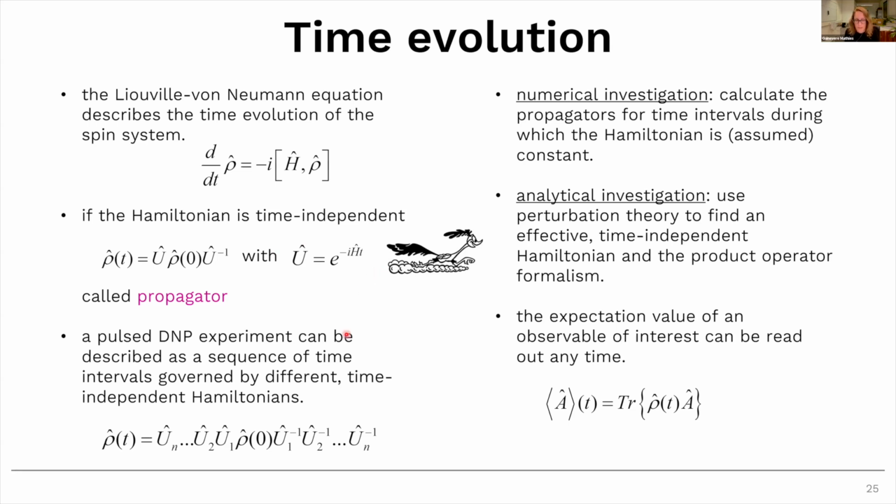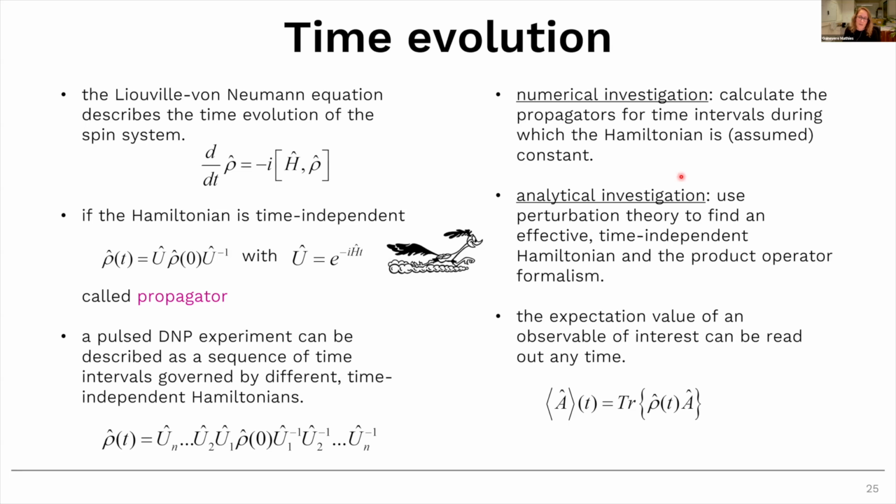Now, if we have a pulsed DNP experiment, we can describe this as a sequence of time intervals governed by different time-independent Hamiltonians. Maybe for our first pulse U1, for the second pulse U2, then for a delay U3, and so on. So we can use this principle to do a numerical investigation, where we simply calculate numerically our propagators for time intervals during which the Hamiltonian is constant or is assumed to be constant. Nowadays, this is quite straightforward to do because we have powerful computers, and there are several user-friendly and very advanced software packages available that allow you to do that.